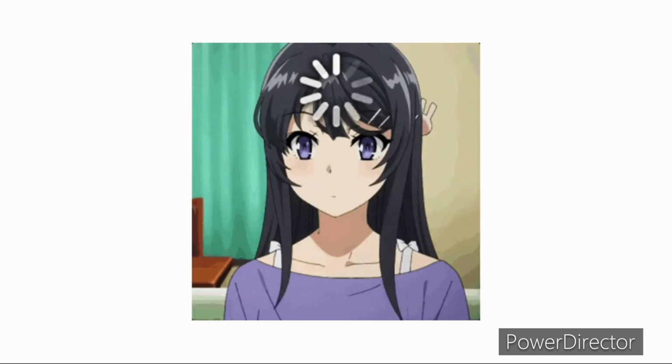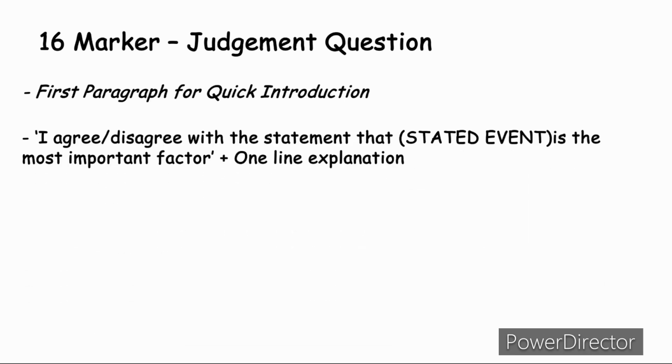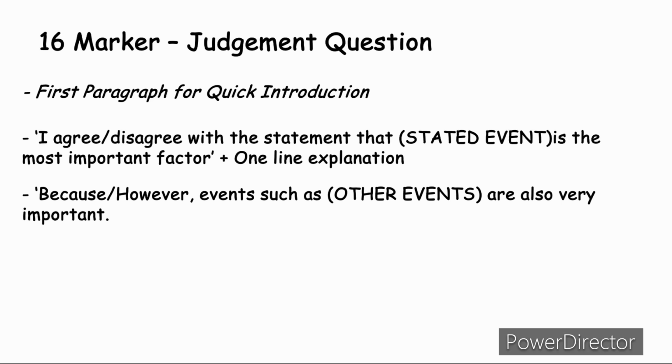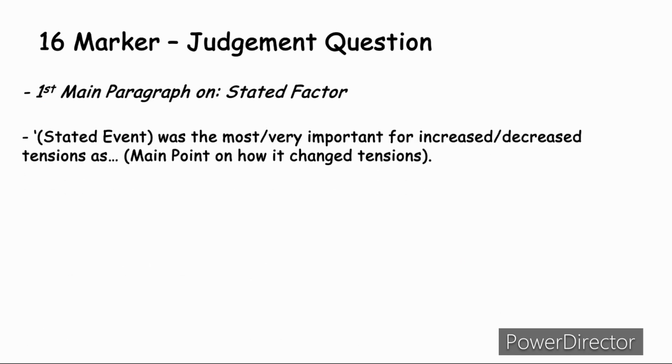So how should we answer this? Start with a quick introduction. You state if you agree with the statement that the stated factor is the most important. Then you introduce what extra events you're going to write, no matter what your argument is going to be. Then you start with the stated factor first with an overview on how it changes tensions. For example, you could write, the Prague Spring was still important for increased tensions as it showed the strong stance of USSR of maintaining the buffer zone despite the fear of MAD.